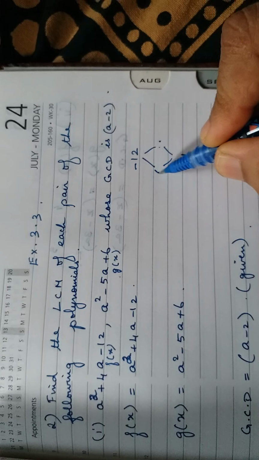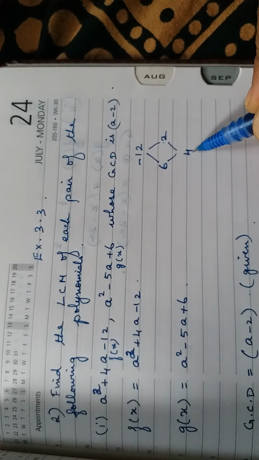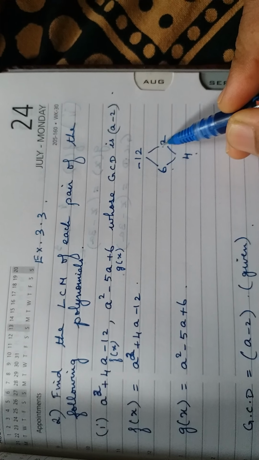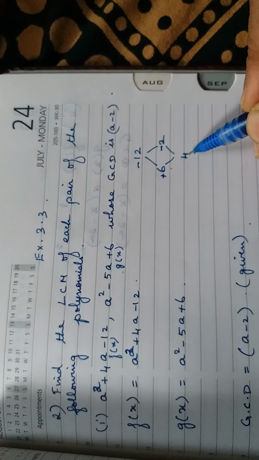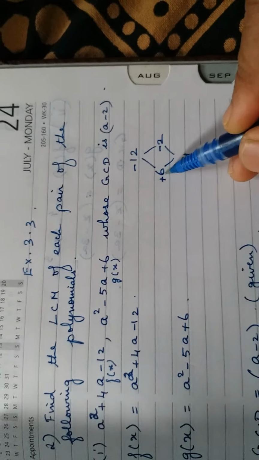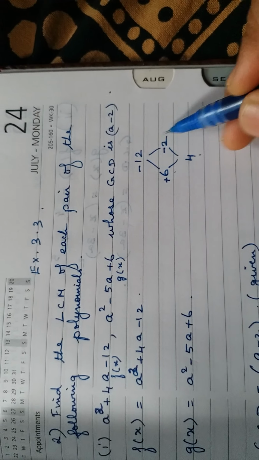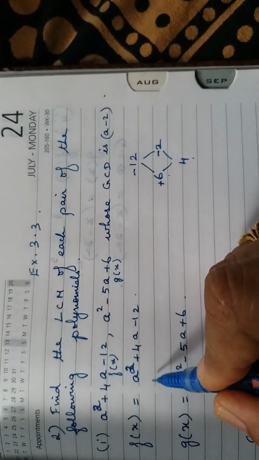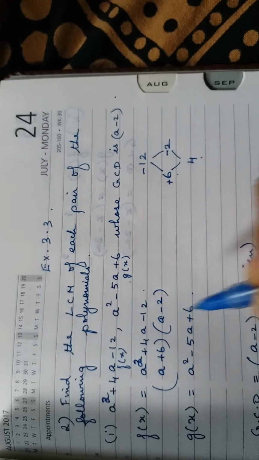So you know 6 twos are 12. You want positive 4, which means the smaller number has to be negative and the bigger number positive, only then will your answer be positive. So I am giving the positive sign for the bigger number. 6 minus 2 will give you 4, and 6 into minus 2 will give you minus 12. So your factor is a plus 6 into a minus 2.